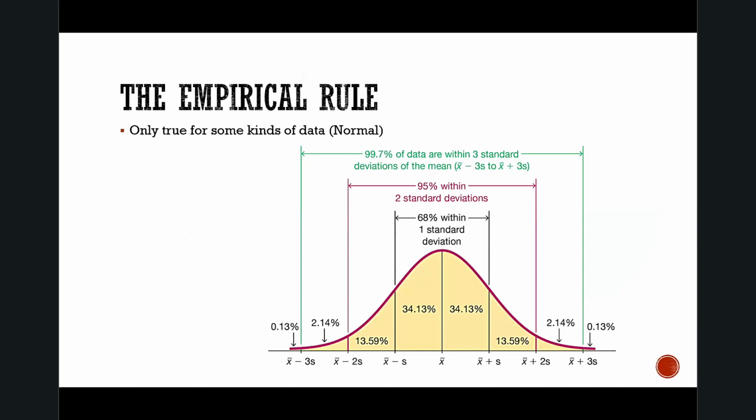This is only true for normal data. For now, just take normal to mean bell-shaped. This is normal with a capital N, not lowercase n. Normal data means a particular type of data. It doesn't just mean data that's not strange.